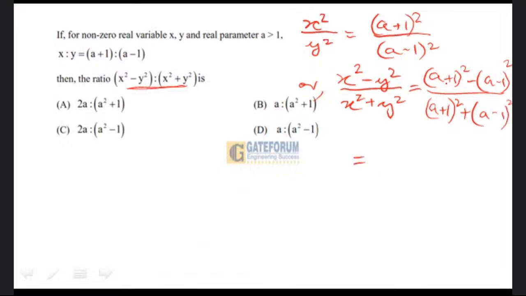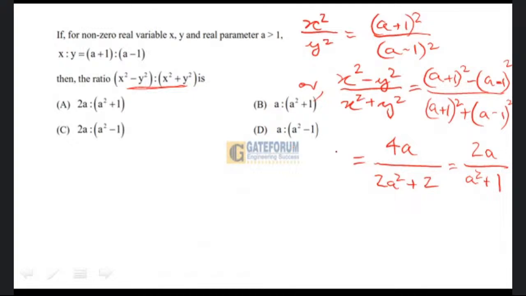Now, we know that a plus 1 whole square, and from it if you subtract a minus 1 whole square, what we will get is equal to 2a plus 2a, that is equal to 4a. A square and a square will cancel, and 1 and minus 1 will cancel. After becoming squares, they will become 1 square, which is 1, and here it will also become 1 square, which is 1, and they will cancel because of this minus sign. And here, the 2a ones will get cancelled, and this will become 2a square plus 2. And we can take the 2 common and write it as 2a by a square plus 1.